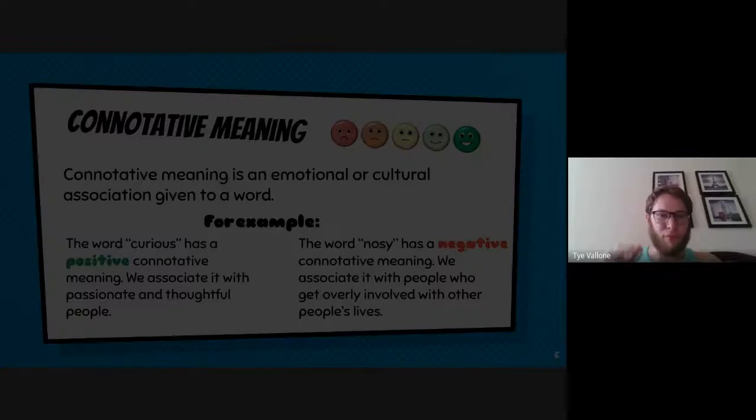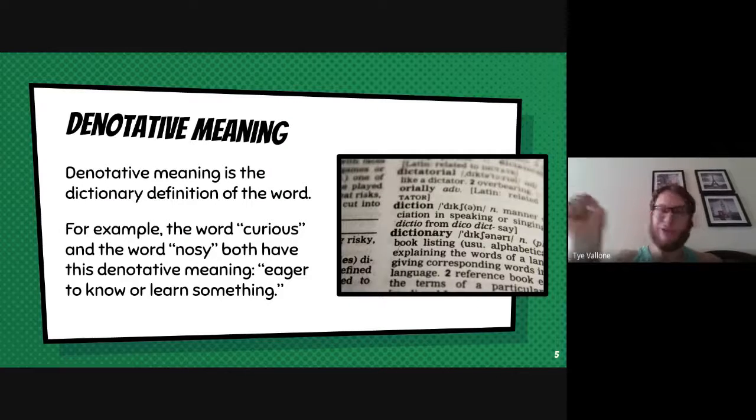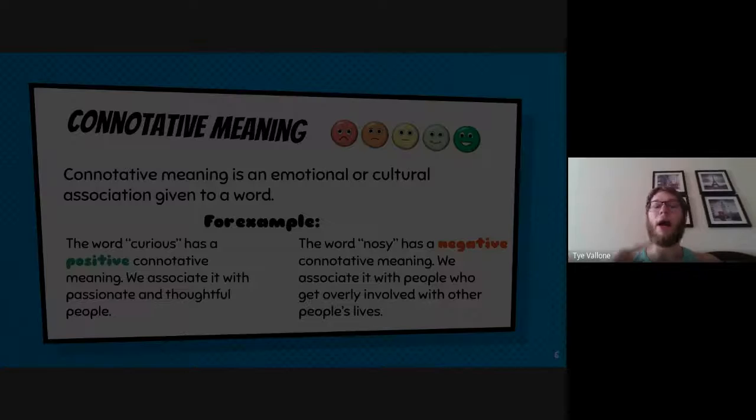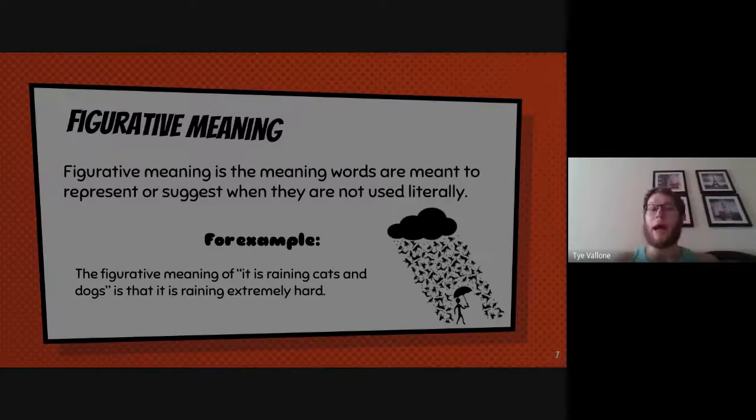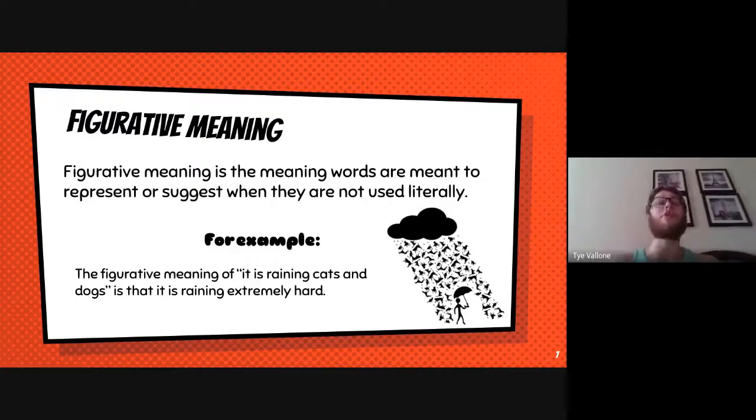So far, we've said denotative meaning is the written down definition in the dictionary. Two words could have the same or similar denotative meaning. Connotative meaning or connotation is the emotional or cultural association attached to that word that you think of when you hear it. And that's where those two words that mean the same thing could make us feel something different based on their connotation. And the last meaning we have is our figurative meaning.